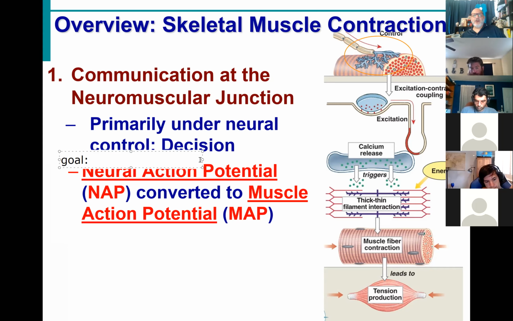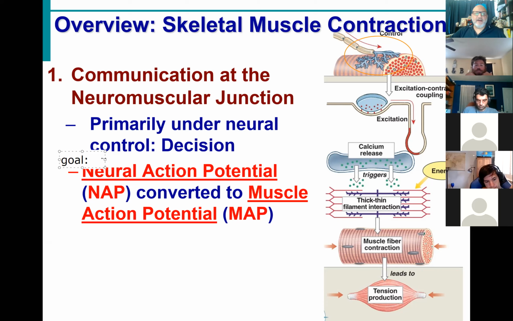In this case, our goal is to take the language of our nervous system, neural action potentials, and use it to irritate our muscle cell, because we know our muscle cell is irritable and it is electrically excitable. And so when we stimulate the muscle cell, we produce a muscle action potential. And so that's our goal.